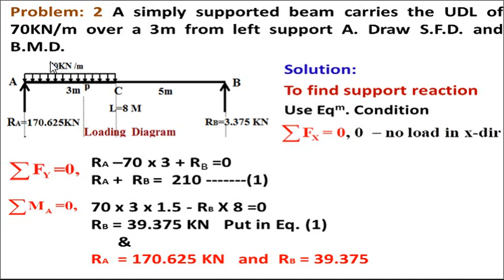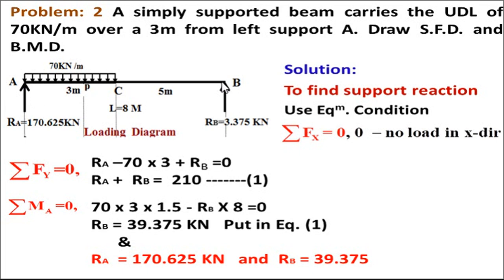What is the load intensity? 70 kilonewton per meter spread over 3 meter, so it will be 70 into 3, downward. So we write plus RA minus 70 into 3 plus RB equal to 0. Then you get RA plus RB equal to 210, equation 1.